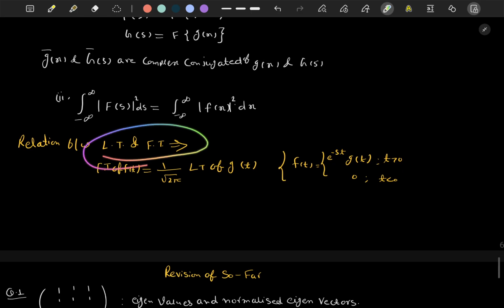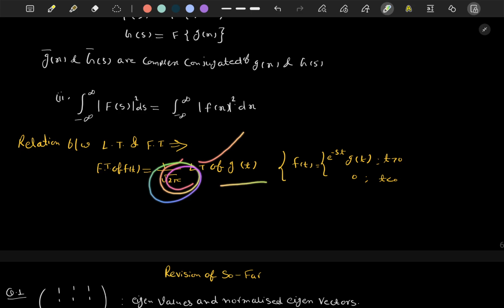And the relation between Laplace and Fourier transformation: the Fourier transformation of a function of t equals 1 upon under root 2 pi times the Laplace transformation of g t. Remember this.